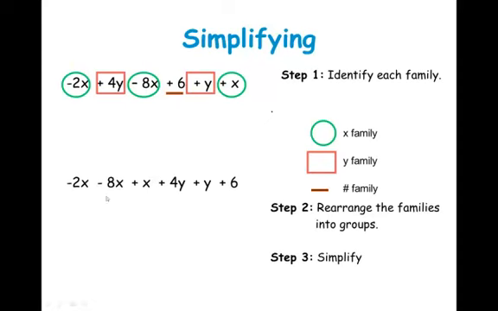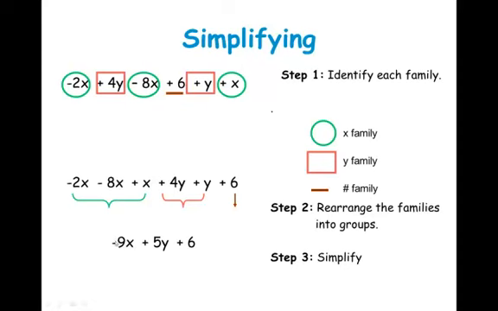So we have all of the x's together. Negative 2x minus 8x gives us minus 10x. Then thinking about the number line, minus 10x plus 1x gives us minus 9x. Then we have the y's, plus 4y plus y gives us 5y, and then 6, there are no other number families. So our final answer is going to be negative 9x plus 5y plus 6.